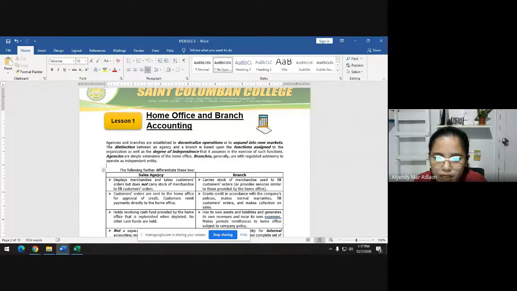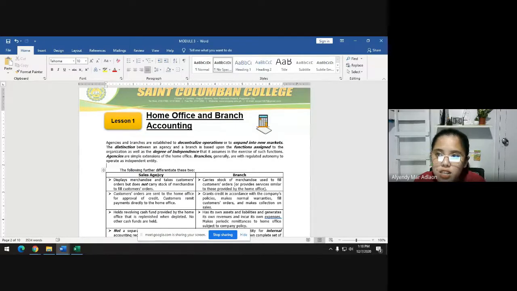The distinction between an agency and a branch is based upon the functions assigned to the organization as well as the degree of independence that it assumes in the exercise of such functions. So, the difference between agency and branch lies upon their functions and their independence. Agencies are simple extensions of the home office. Branches generally are with regulated autonomy to operate as independent entity. So, pareho silang duhang extension sa home office, but ang agency, these are only simple extensions, or more or less dependent pa sila sa home office. Ang branches, more or less, independent na sila, no? So no need kung naay mamalit sa ilaha, no need na ang guidance sa home office, no? The branches can operate on their own.